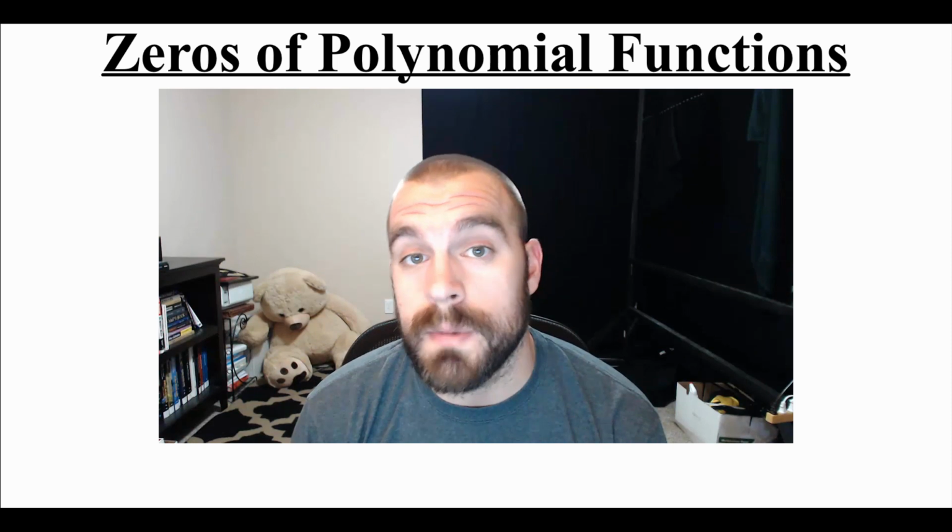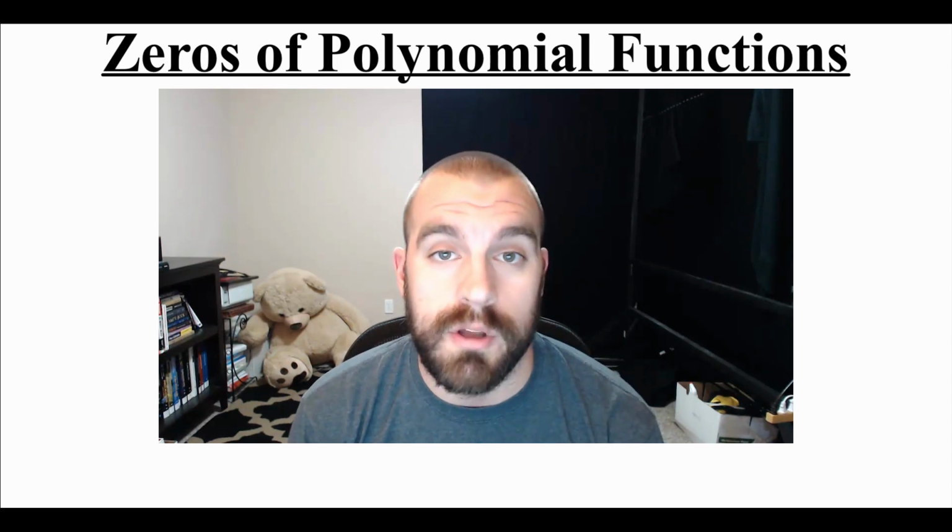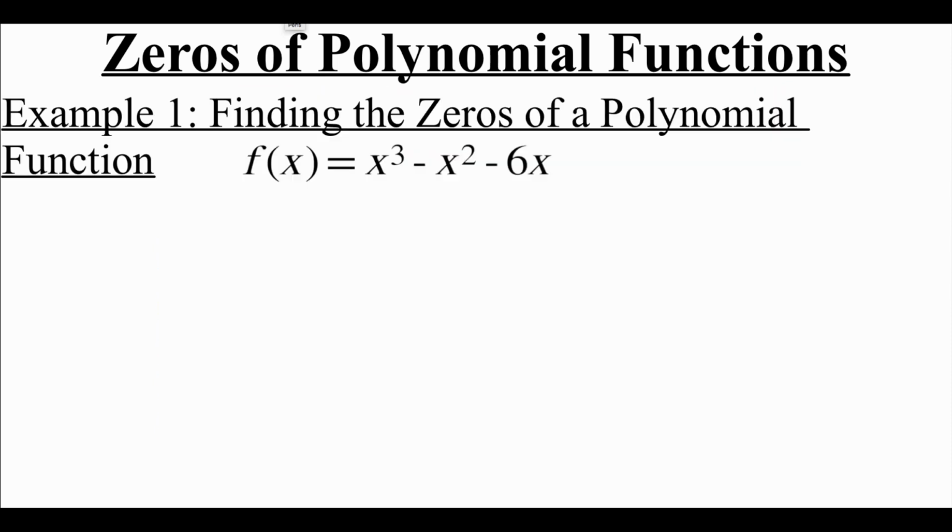In this video we're going to be looking at zeros of polynomial functions. As we're looking at the zeros of a polynomial function, a zero is another name for an x-intercept. But a nice way to think about it: if we're finding the zeros of a function, then what we're doing is taking our function and setting it equal to 0.